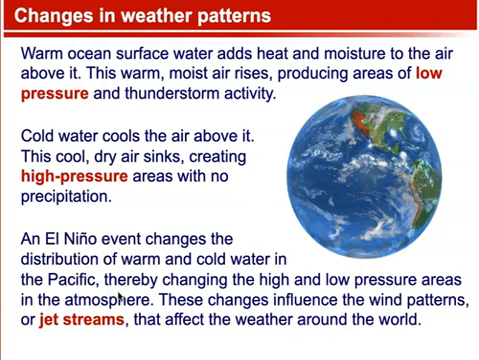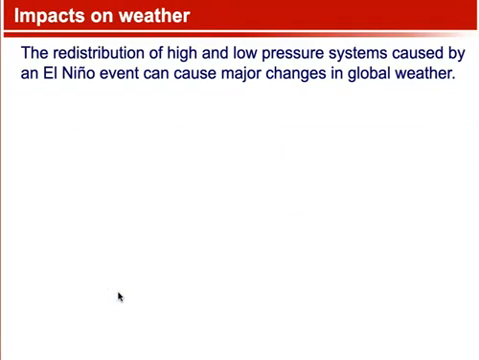An El Nino event changes the distribution of warm and cold water in the Pacific, thereby changing the high and low pressure areas in the atmosphere. These changes influence the wind patterns, or the jet streams, that affect the weather around our planet.